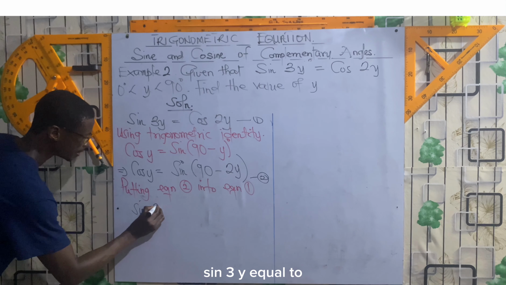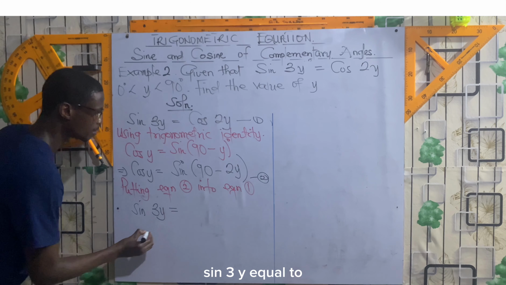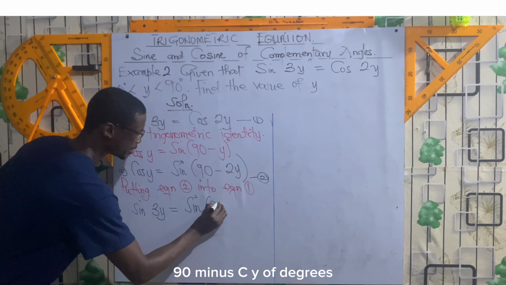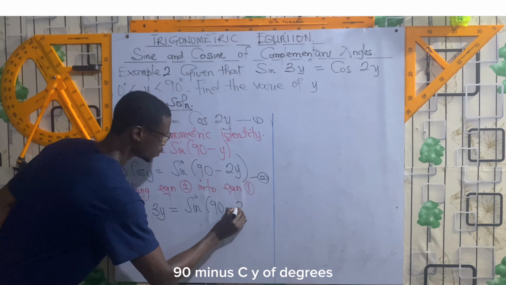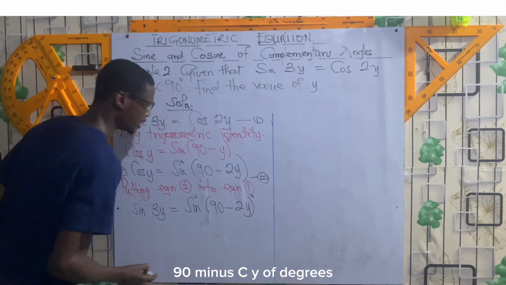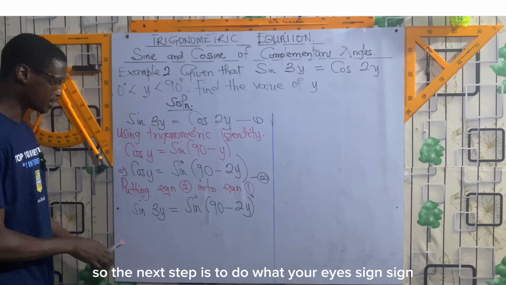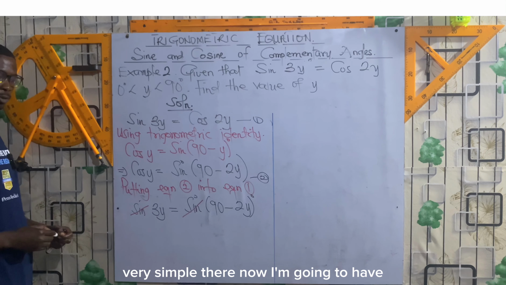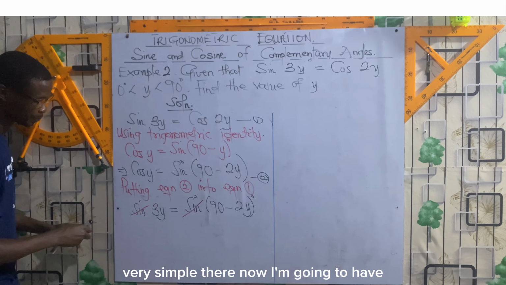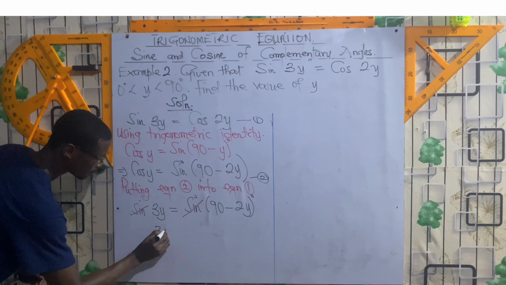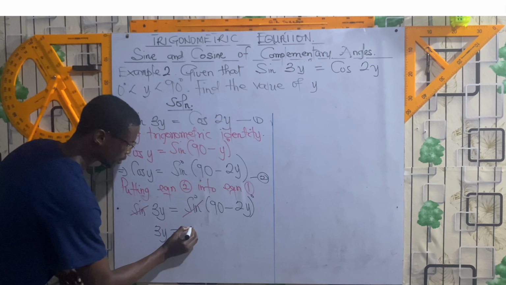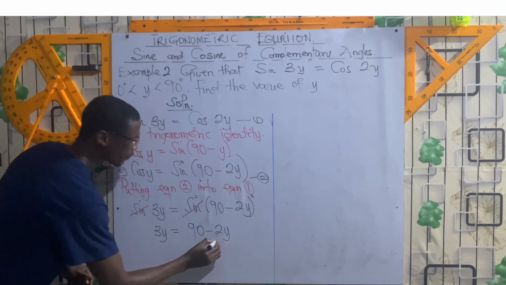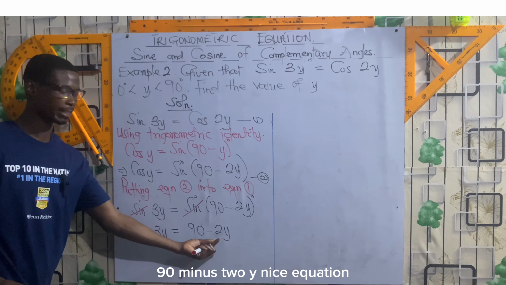sine 3y equal to sine 90 minus 2y of degrees. So the next step is to do what? You write sine, right? Take out the sine. Very simple there. Now I'm going to have 3y equals 90 minus 2y. Nice equation.